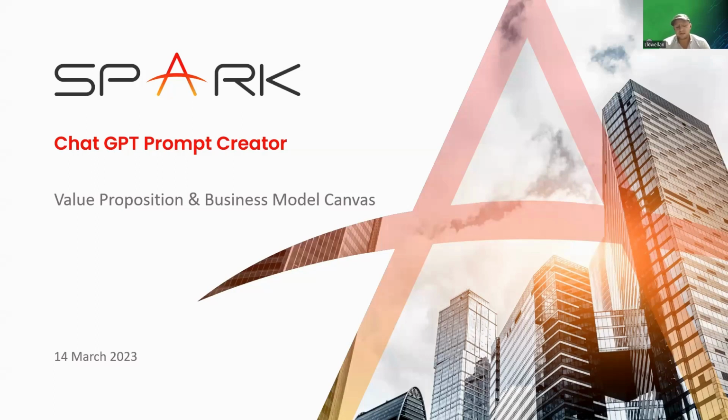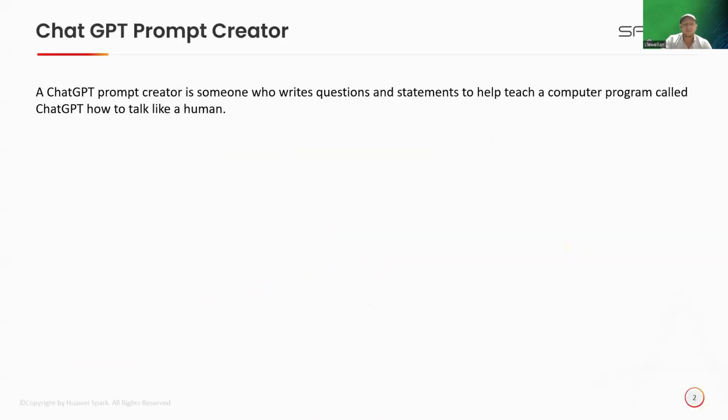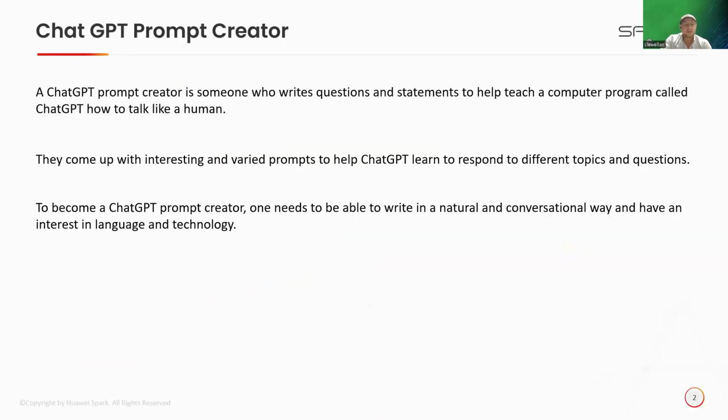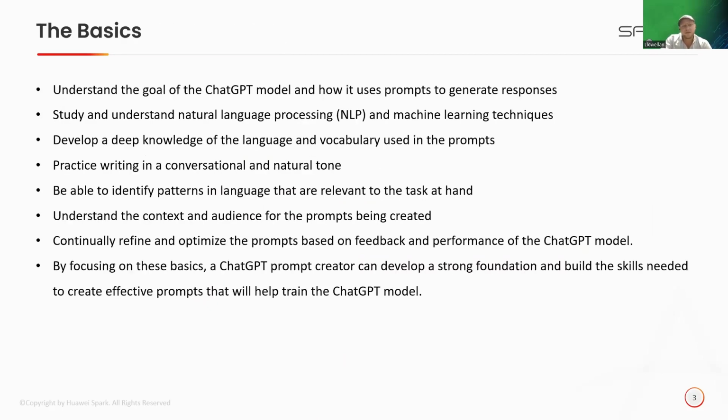So what I want to show you today is how you can leverage ChatGPT to fast track three weeks to a month's worth of work within 90 minutes. And I'm going to do it against the value proposition canvas. A few key points. A ChatGPT prompt creator is someone who writes questions and statements to help teach the computer how to respond like a human. So you come up with interesting and varied prompts to respond to different topics and questions. You need to be able to write in a natural, conversational way and have an interest in language and technology.